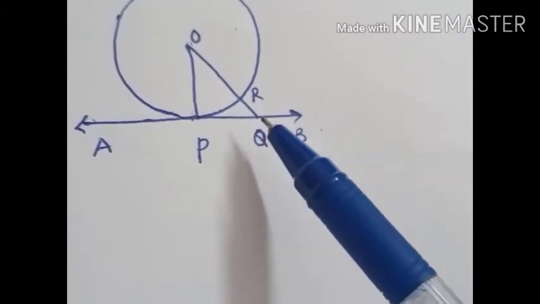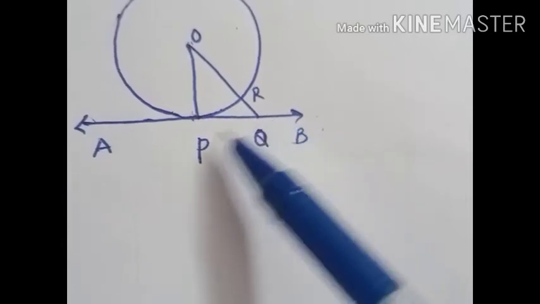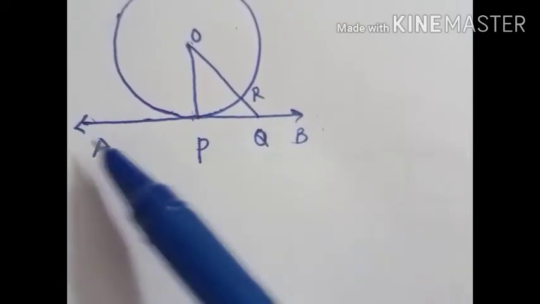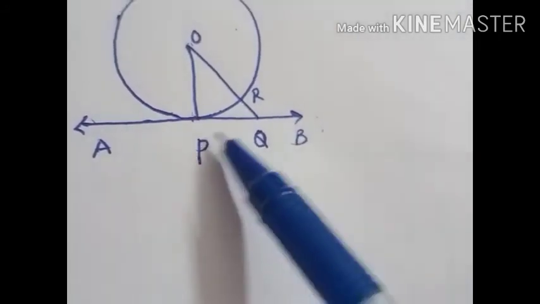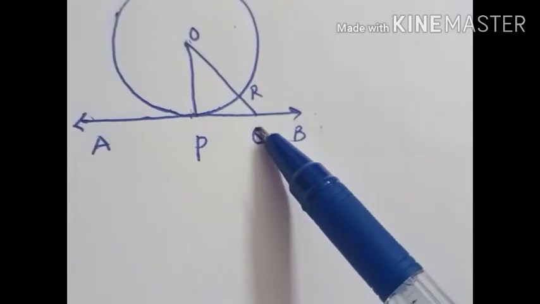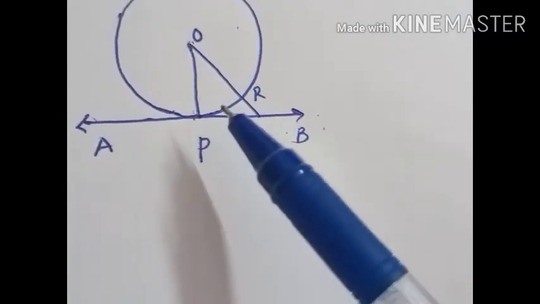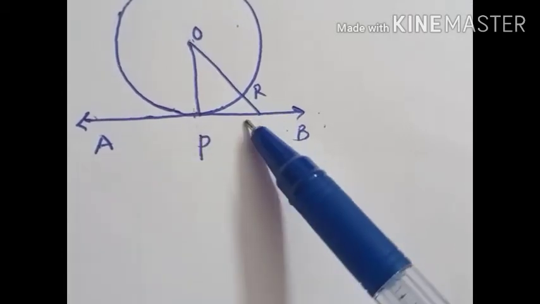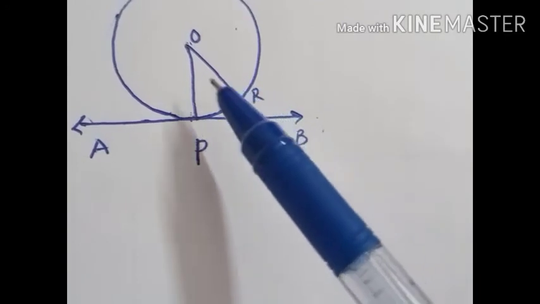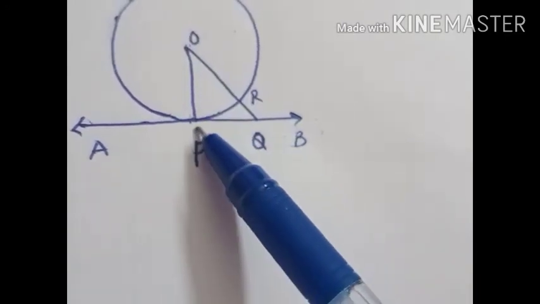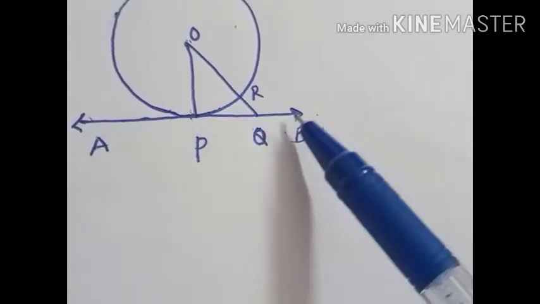For that, we select this Q, a point on the line AB other than P. So here we have to show that this OP is shorter than OQ and all other points. Then we can say that OP is the shortest distance, and in the same way OP is perpendicular to AB.